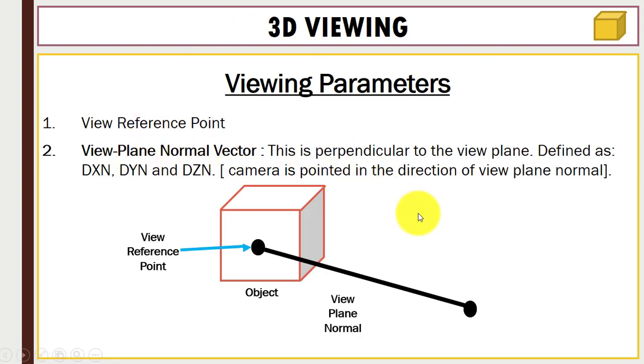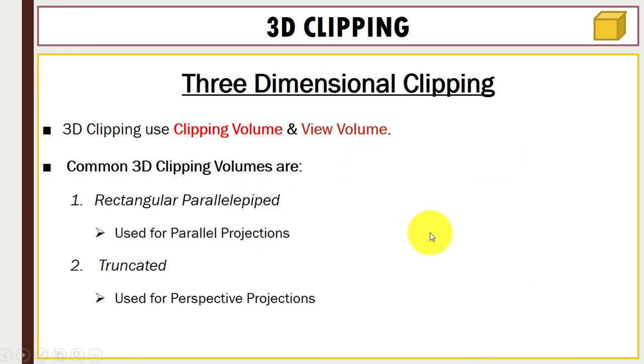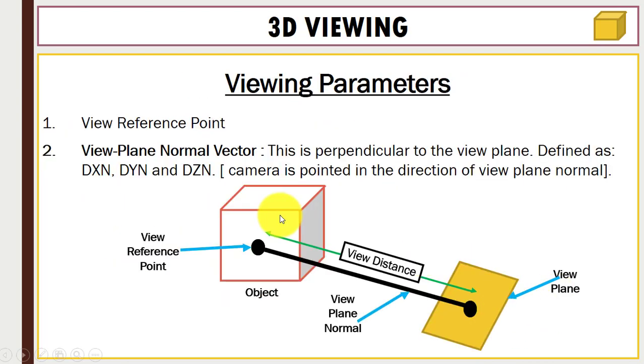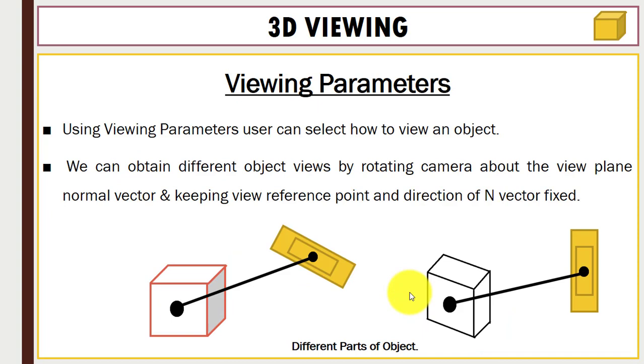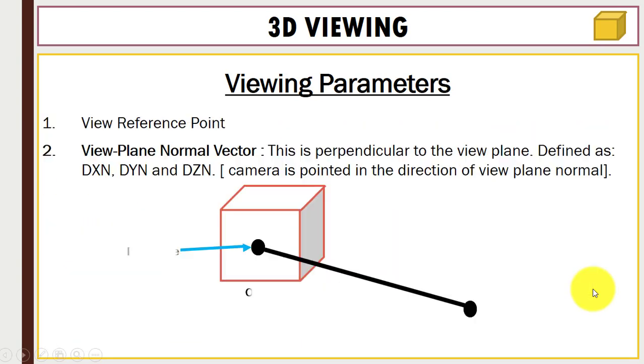This is perpendicular to the view plane. Here you can see this is the view plane. This parameter is perpendicular to the view plane, and you can see this is the distance between the view reference point and the view plane, and this is the view normal vector. This means that the camera is pointed in the direction of the view plane normal. For example, you can see here different parts of the object, and you can see this is the view reference point and this is the camera in the different direction.